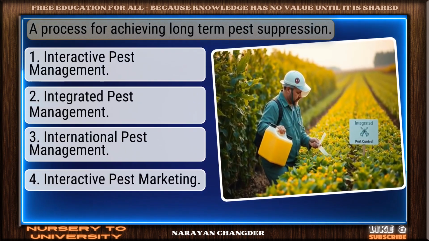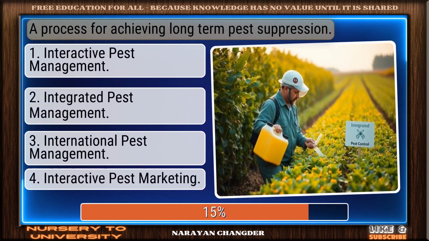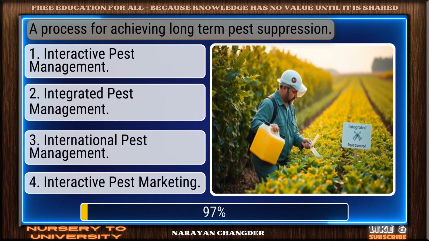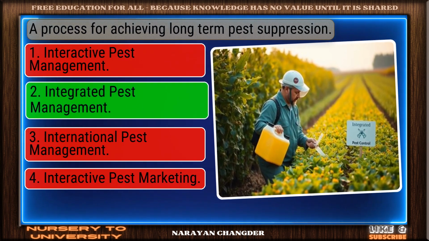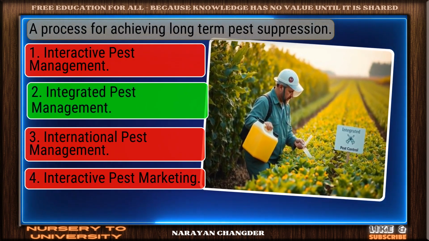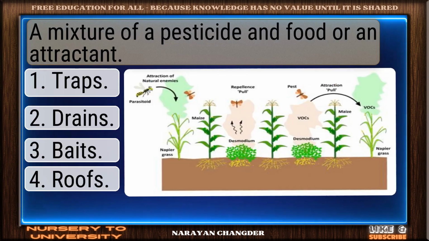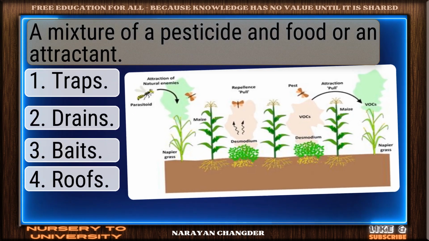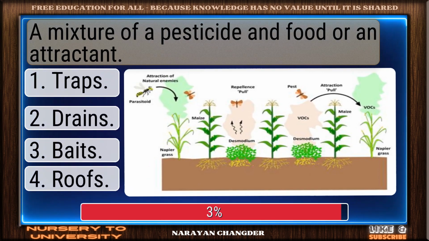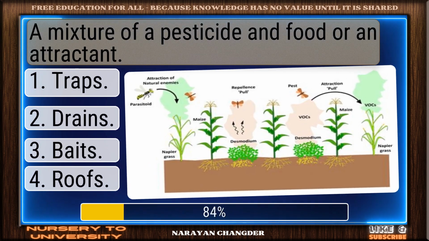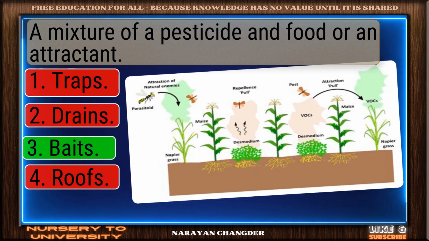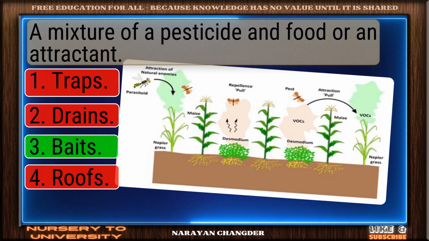A process for achieving long-term pest suppression. Well picked. Integrated pest management is the correct answer. A mixture of a pesticide and food or an attractant. Correct. Baits is the right answer.